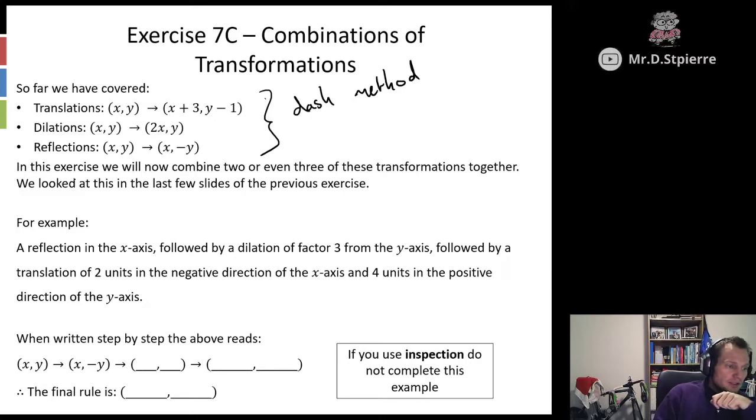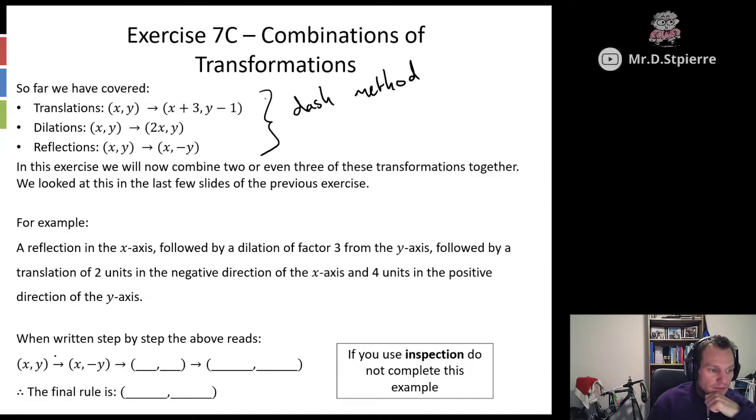So let's have a look at this example. A reflection in the x-axis followed by a dilation of a factor of 3 from the y-axis, followed by a translation of 2 units in the negative direction of the x-axis and 4 units in the positive direction of the y-axis. So we've got a fair bit going on there.